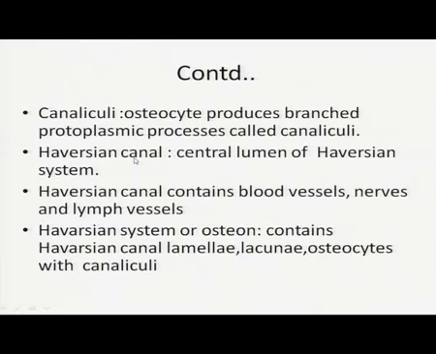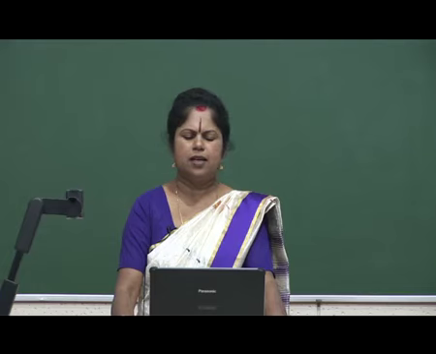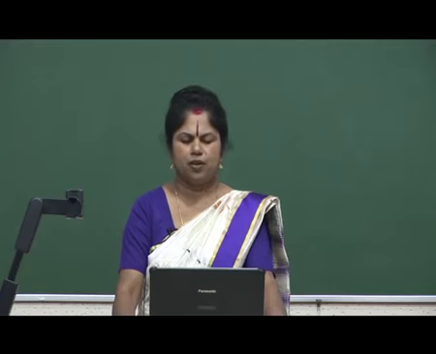I have already told you, at the center of each Haversian system, each concentric unit, you can see a central lumen, and it is known as the Haversian canal. And the Haversian canal contains blood vessels, nerves as well as lymph vessels. Thus, we can call a single Haversian system an osteon.